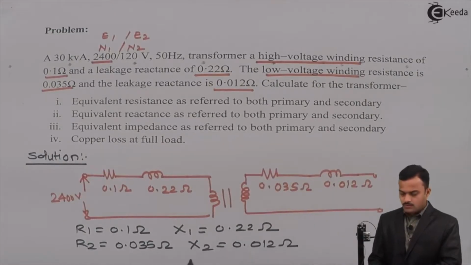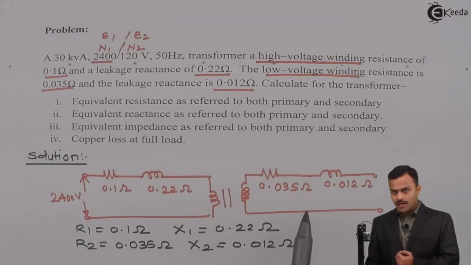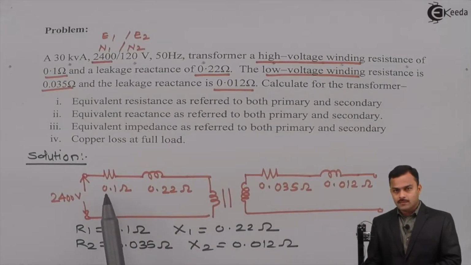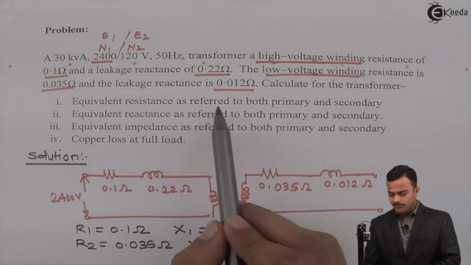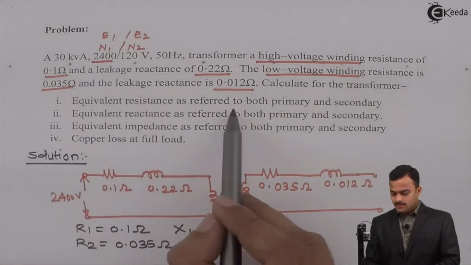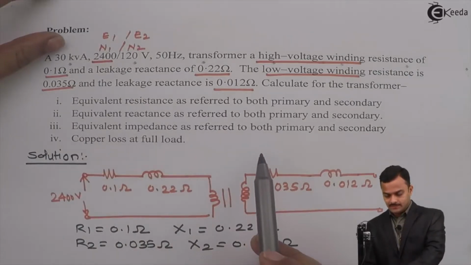0.012 ohm. What we are supposed to do, instead of having two circuits like this, is to have only one circuit, with either all the elements on the primary side or on the secondary side. That is what is called referred to primary and referred to secondary. So let's deal with the first part, that is equivalent resistance.